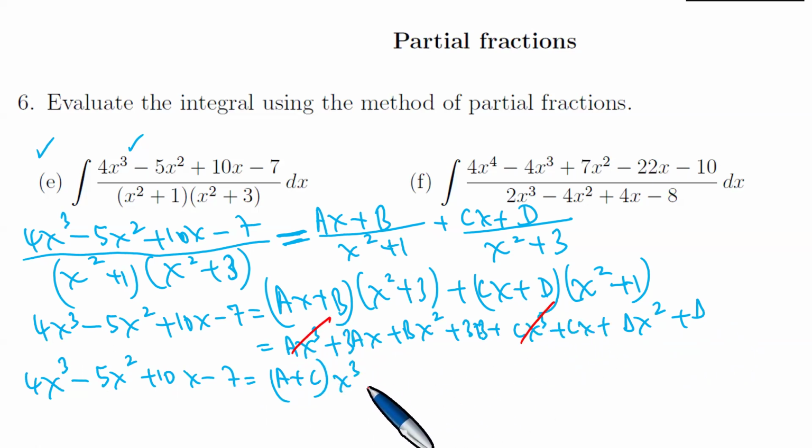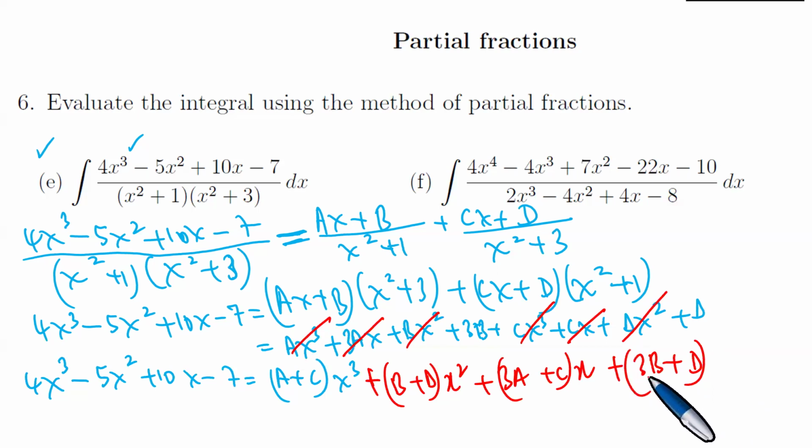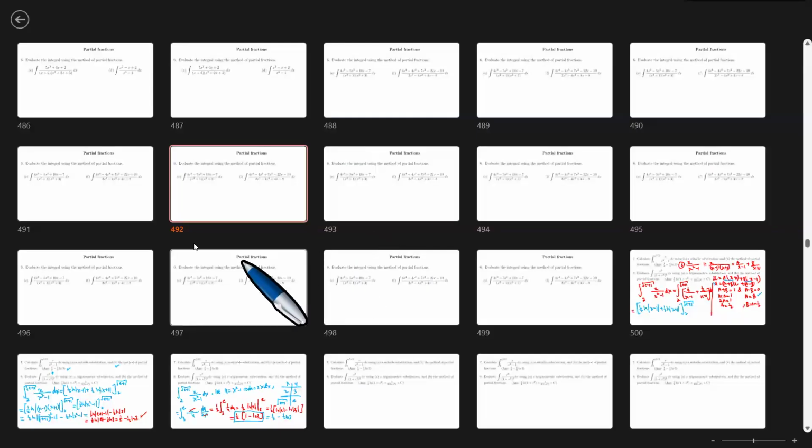And then now you'd have the other terms like the quadratics. Quadratics will be b and d, for the linear terms, 3a and c, times x, and then the constant terms, 3b and d, like so. Okay, we continue.